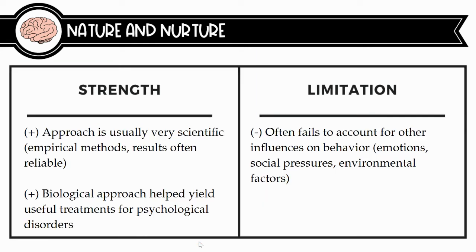So, with that being said, the biological approach does help yield useful treatments, but it often doesn't account for influences on behavior. So yes, you can look at a person and say, okay, they don't have as much serotonin or dopamine, that's why they're having this issue, and start to use it from there. But it also doesn't look at other situations. So they're not looking at maybe this person's parents got divorced. Maybe this person had a traumatic event going on. Maybe they are being bullied at school and their emotions are kind of off. So it doesn't necessarily look at everything it needs to.